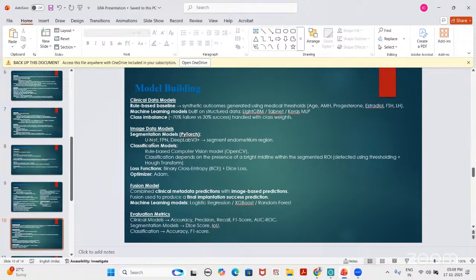For the segmentation, we use UNet and DeepLab v3. For the classification purpose, we use different classification models. We use Adam as the optimizer, and binary cross entropy with Dice loss as the loss function. Along with that, we use fusion models that combine clinical data, metadata, and image data so that it works well. When we combine or fuse the models, we use different evaluation metrics such as accuracy, precision, recall, F1 score, AUC, and ROC. For the segmentation model, we use the Dice score and IOU, and for the classification, we use accuracy and F1 score.